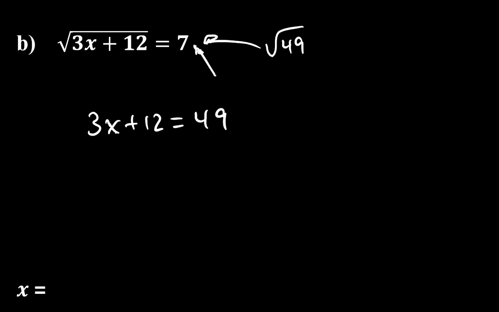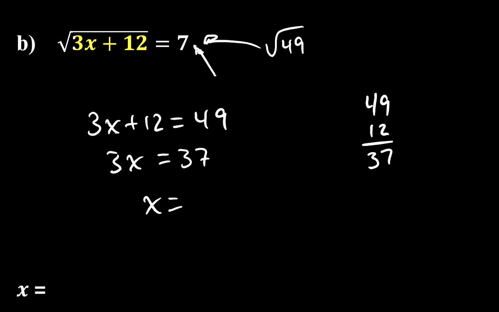So this is the approach that our textbook outlines, and I think I'm pretty comfortable with this. So let's go ahead and subtract 12 from the 49. So I've got 49, we're subtracting 12, that's going to be 37. So 3x will equal 37. And then I'm just going to divide by 3. So x should be 37 thirds.